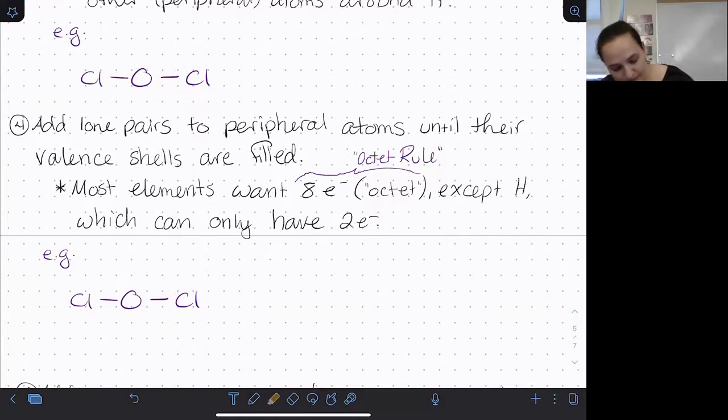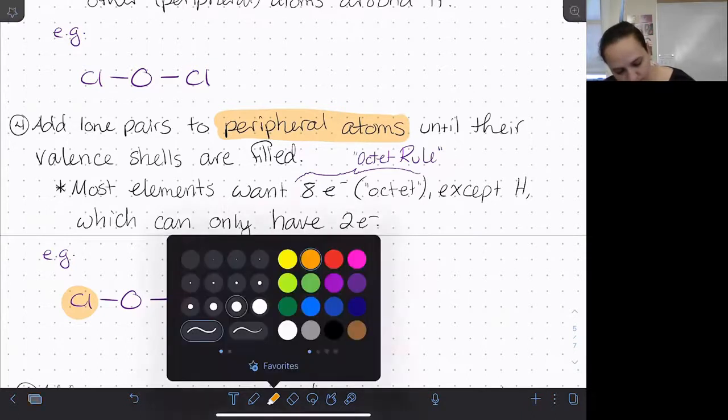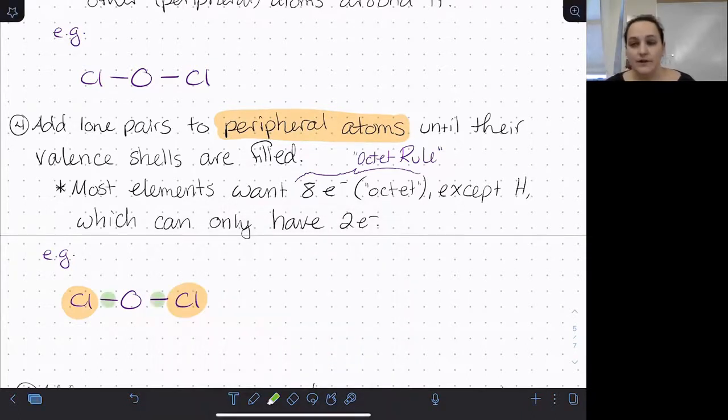So our peripheral atoms in this structure are the chlorines. We are currently adding lone pairs to the chlorine atoms until their valence shells are filled. Currently, each of these chlorine atoms is involved in a bond. It is sharing those bonding electrons with the oxygen in the center, but it has access to them. So both of those electrons count as filling the valence shell of chlorine. They also count as filling the valence shell of oxygen, and that's what the sharing is all about. When these electrons are being shared, they're essentially counting towards the valence shells of 2 atoms at once.